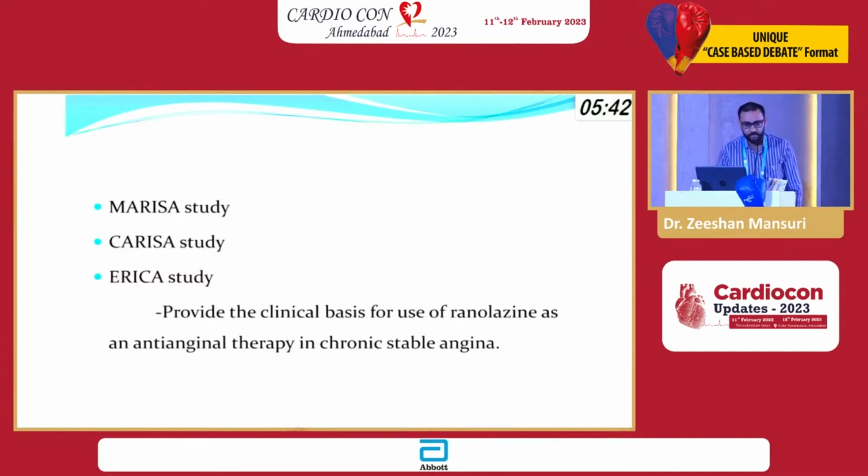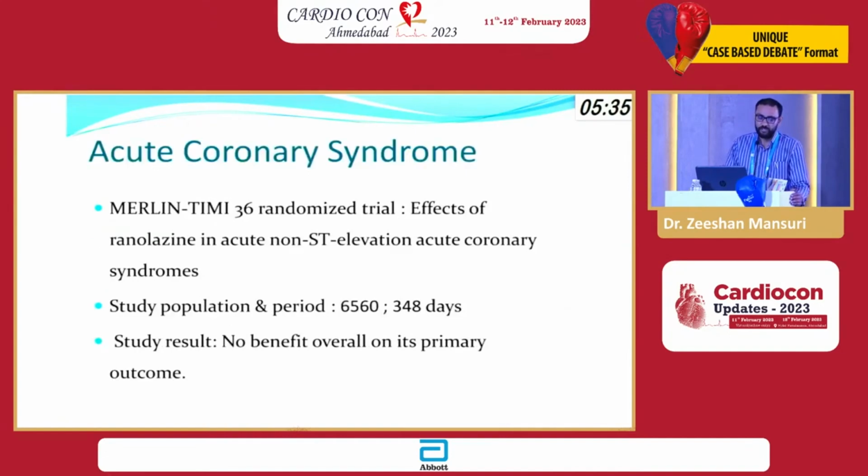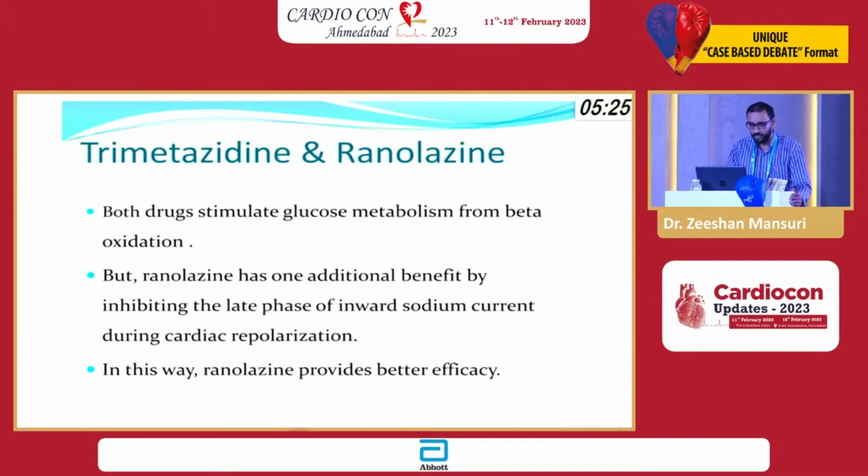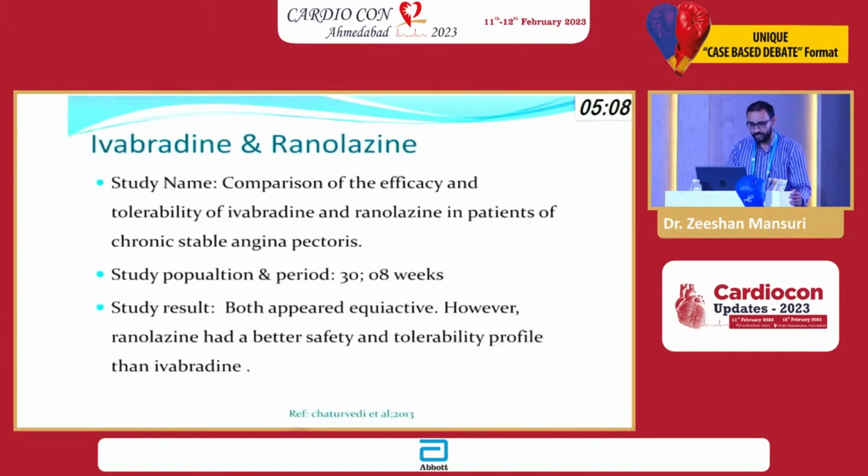There are 3 studies, Marisa, Carissa, and Erica, which provide the basis for the use of ranolazine as an anti-anginal therapy. In acute coronary syndrome, there is the Merlin-TIMI 36, a randomized trial, which found no benefit overall in acute coronary syndrome. Trimetazidine and ranolazine both stimulate glucose metabolism apart from the beta oxidation of fatty acids. And ranolazine has additional benefit by inhibition of the sodium currents, which causes an anti-arrhythmic effect. So it has a better efficacy.